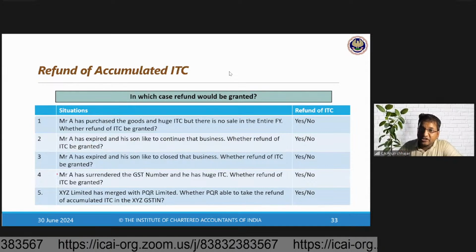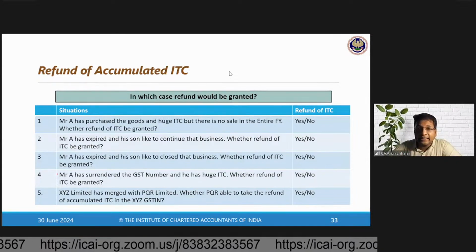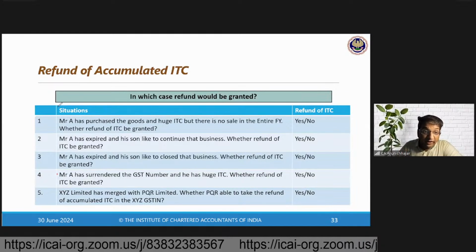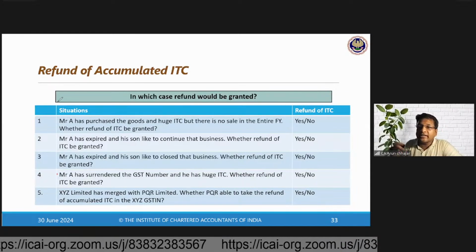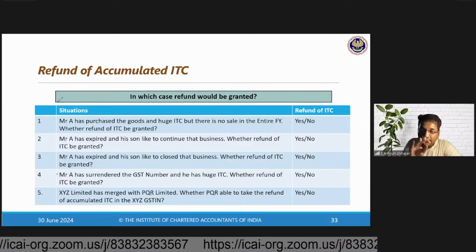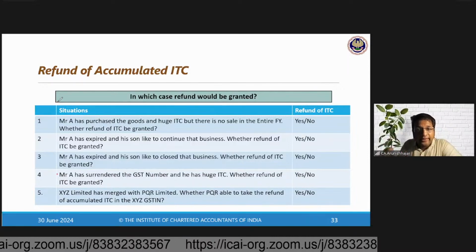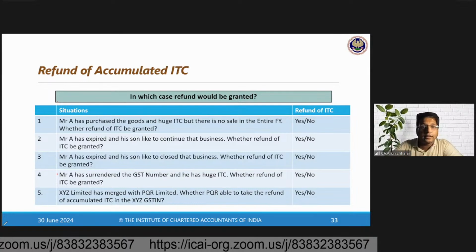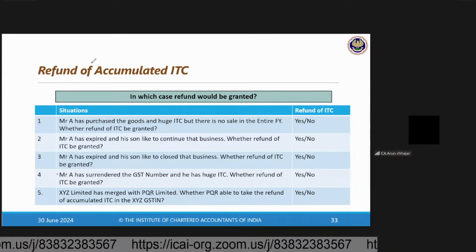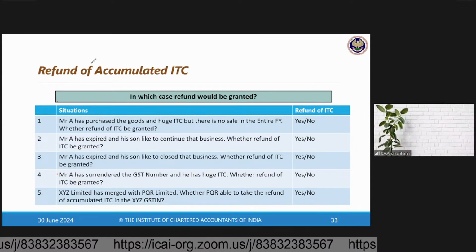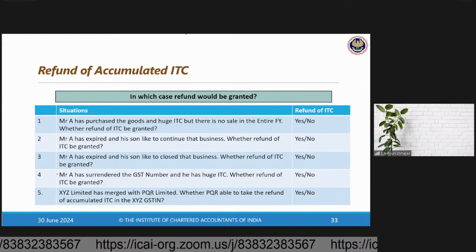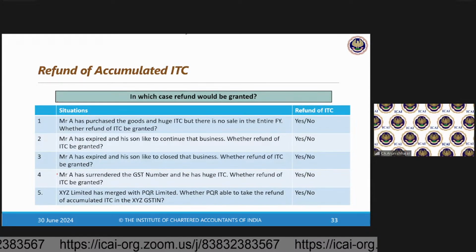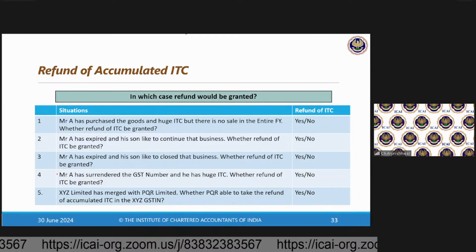Give me the answer in which case I can take the refund of ITC. There are 5 points which I have given, or you can read these as 5 questions to all of you. Read the question and tell me in which case a refund of input tax credit would be granted. That is the question to all of you. Please give the answer.